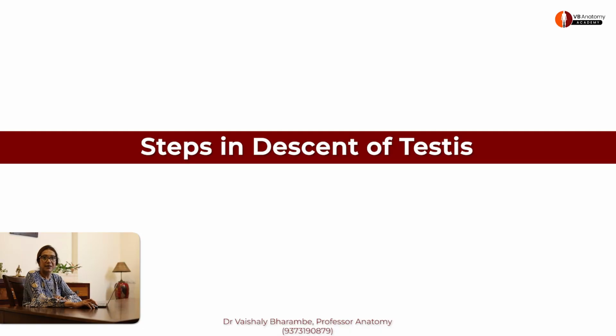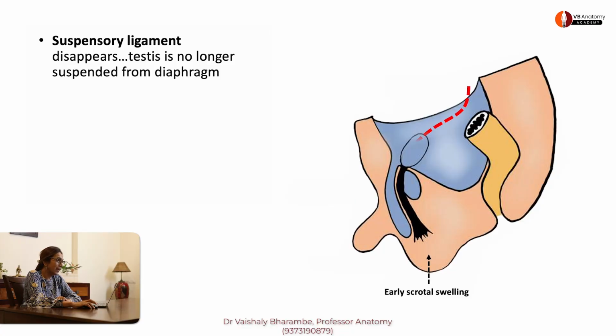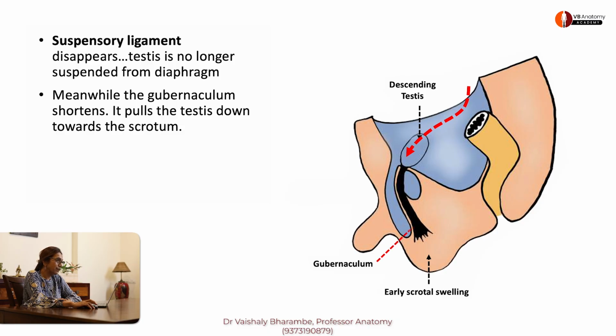Now, steps in the descent. Testis is there. What happens is, firstly, the suspensory ligament disappears. The suspensory ligament, which was attaching the testis to the overlying diaphragm, disappears. Testis has nobody holding it up, right? So what happens? It begins to descend down. As it descends down, the Gubernaculum also shortens.